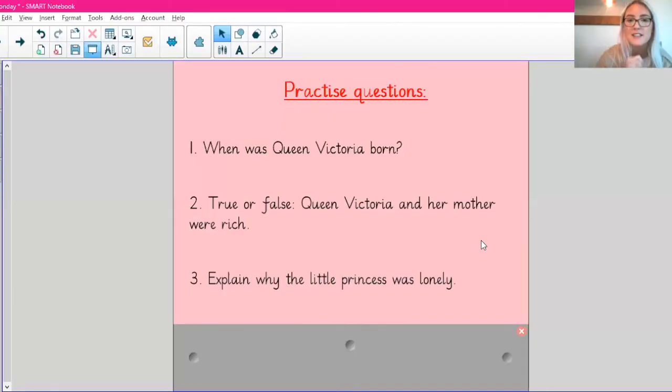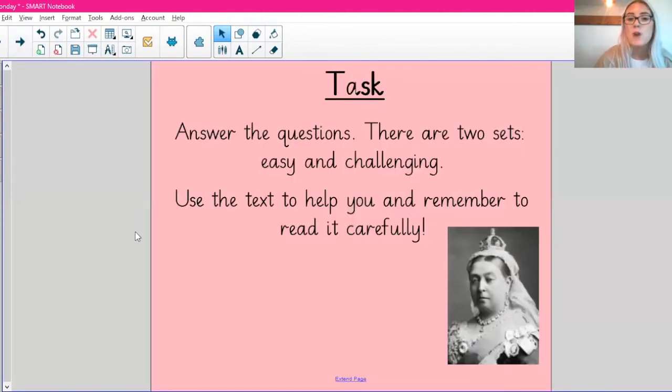So we've had a little practice together. What I would like you to do now, today's task, is to answer the questions on DB Primary. So I have attached a PDF and there are two sets of questions. There is an easy set and there is a challenging set. So have a go at which one you feel comfortable with doing. And it's really important to remember to use the text to help you, okay? Make sure you're reading it carefully as well so we don't make any little mistakes. So read the text carefully and use it to help you.